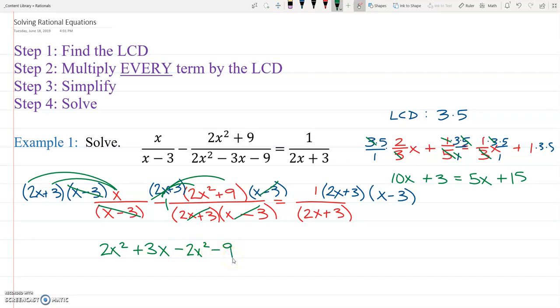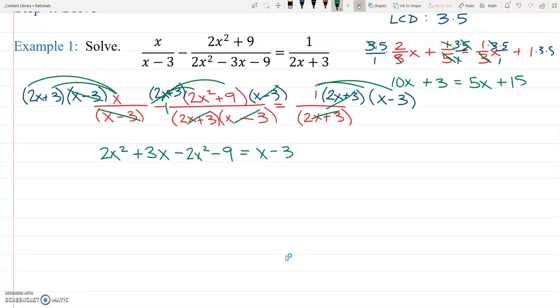So far, so good? I got my equal sign in here. All right, my 2x plus 3 cancels my 2x plus 3. 1 times x minus 3, distributive property, although 1 doesn't change anything, right? So here I just have x minus 3, nothing changed. And I have something beautiful in front of me right now. I've got an algebra 1-2 equation that just needs to be solved with no denominators.